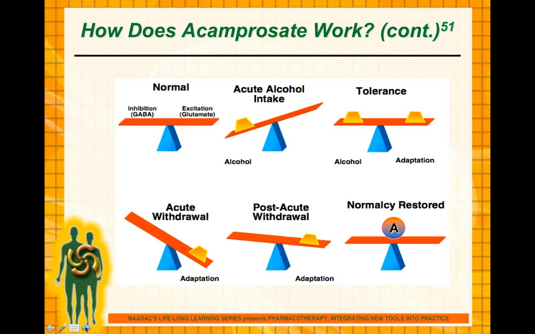And that produces those post-acute withdrawal symptoms that are quite uncomfortable, that could lead someone to go back to drinking to try to settle their body out a little bit. And that's where acamprosate comes in. It just balances out that last little bit by being a modulator for the glutamate.